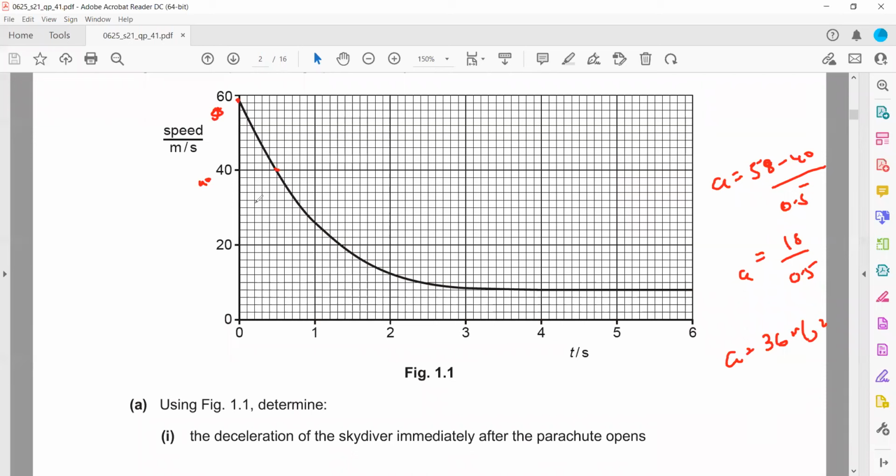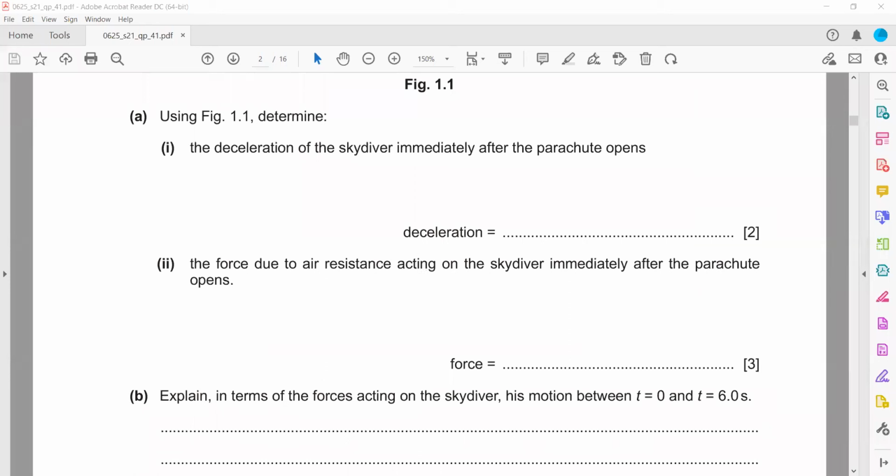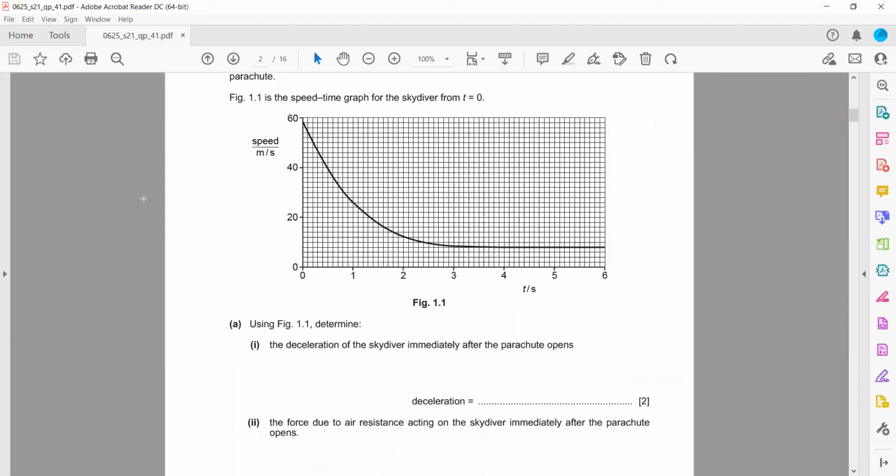The second part, the force due to air resistance acting on the skydiver immediately when he opened the parachute. So we want to calculate the force due to air resistance. For example, if this was a skydiver falling, the weight of the skydiver is acting downward, and we need the air resistance. Air resistance is acting upward.